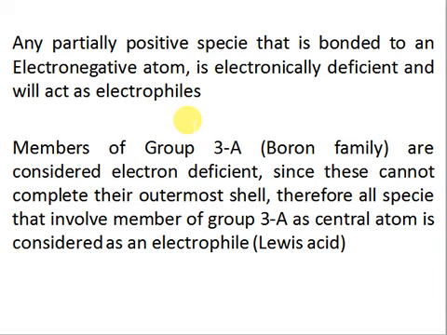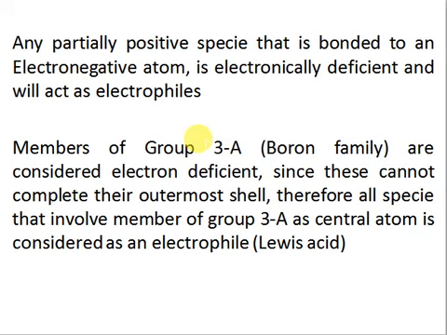The third condition is that members of group 3A, the boron family, are considered electron deficient. Why are they considered electron deficient? Because they cannot complete their outermost shell. Their outermost shell is incomplete, so no matter what they do, they cannot complete it. From coordinate covalent bond formation, you have studied that the members of group 3A form coordinate covalent bonds because they cannot complete their outermost shell. For the same reason, the members of group 3A act as electrophiles because they want to accept an electron pair.